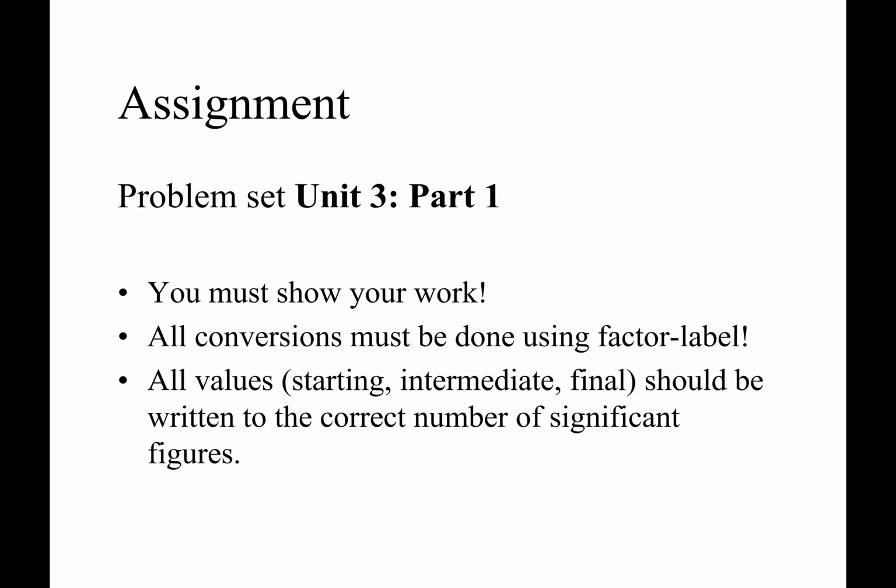Okay, and we are done. This homework is due on Wednesday. I don't think it's too bad though.